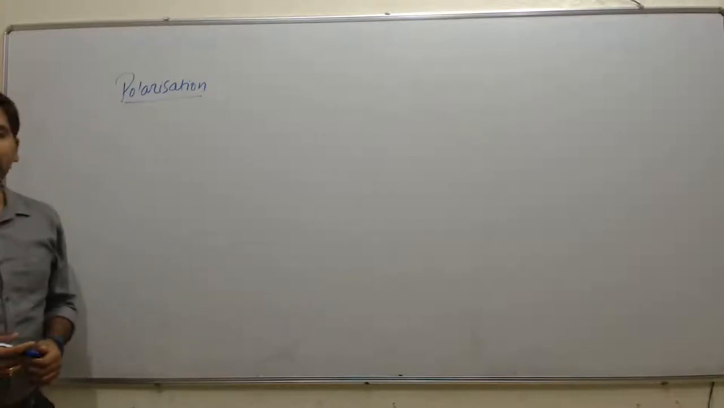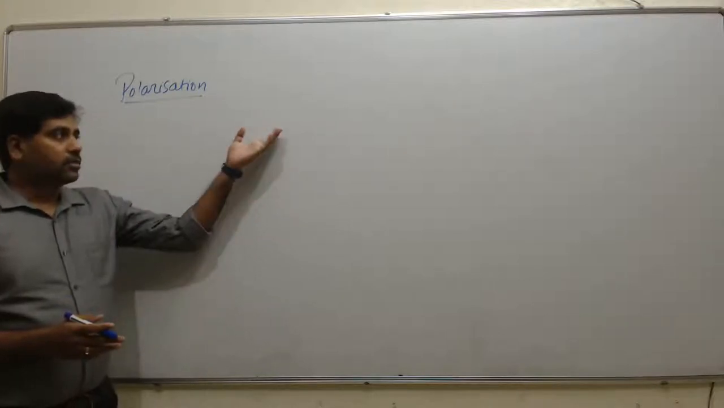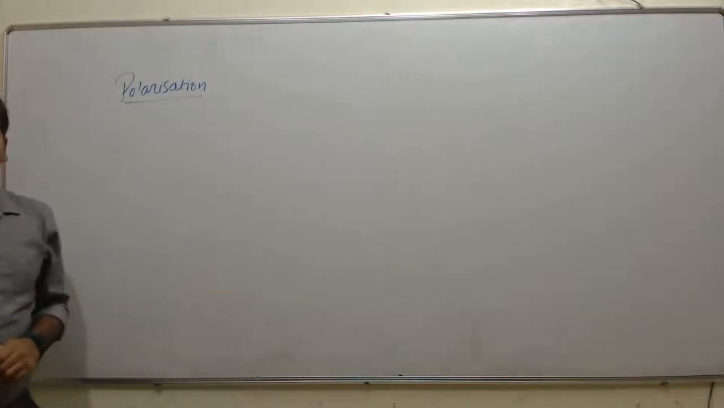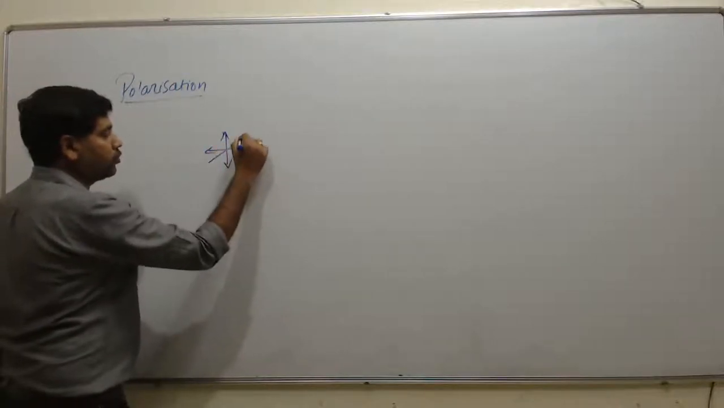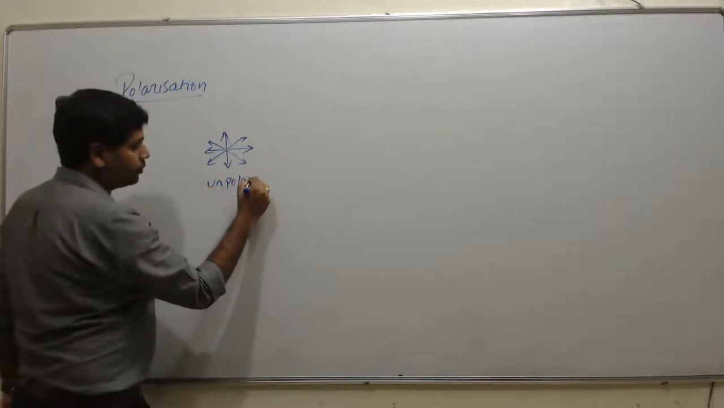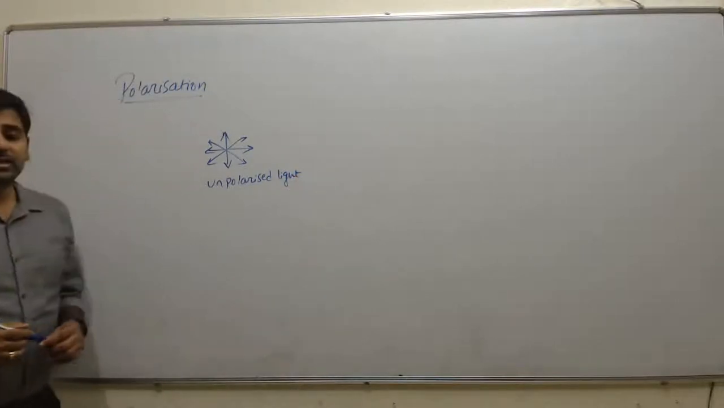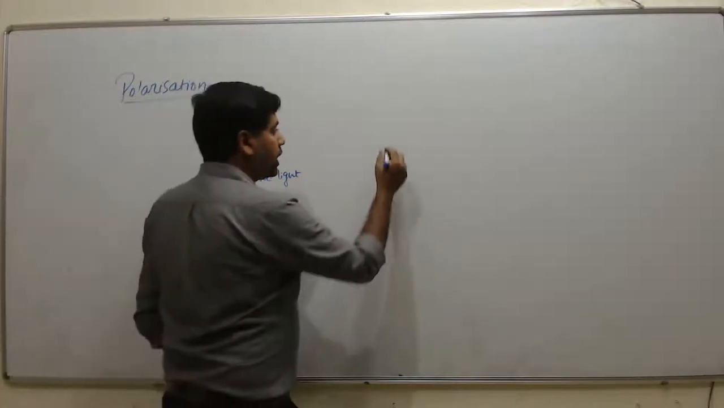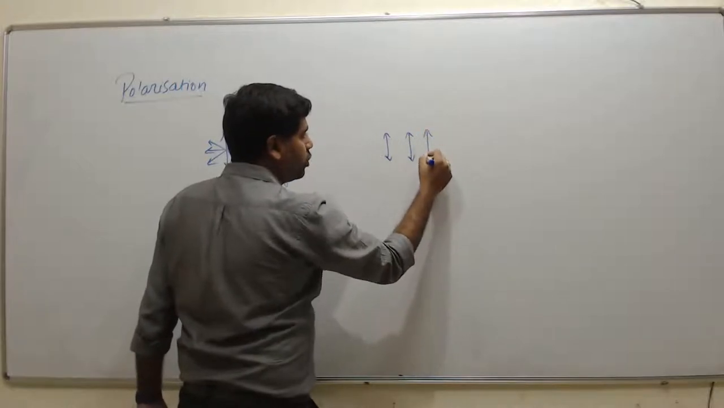So, what is unpolarized light? In unpolarized light, the light waves vibrate in all the planes, so that one we call unpolarized light, right? So this one is the unpolarized light. Polarization is a phenomenon which transforms unpolarized light into polarized light. That phenomenon we call polarization.